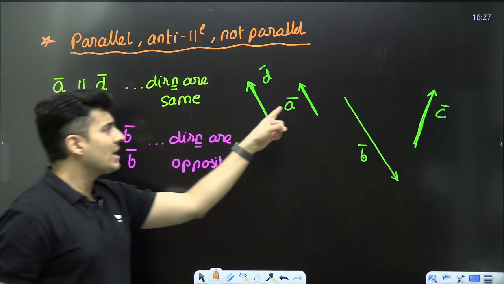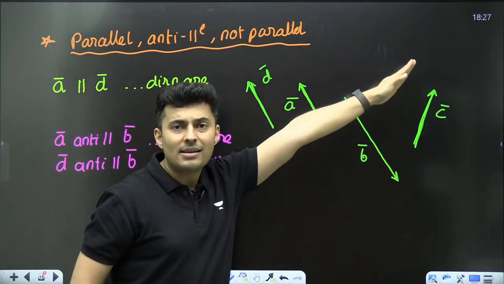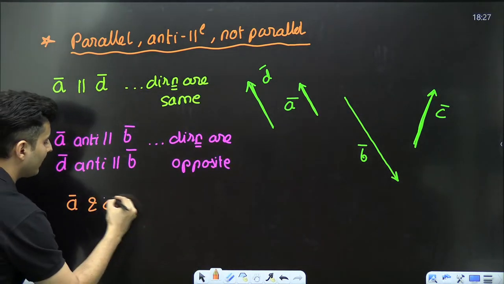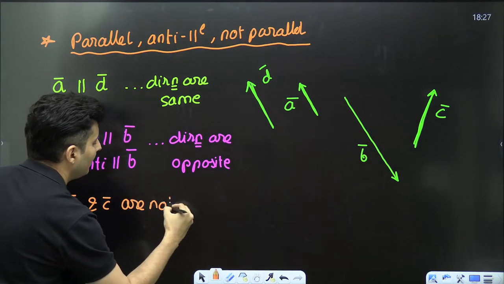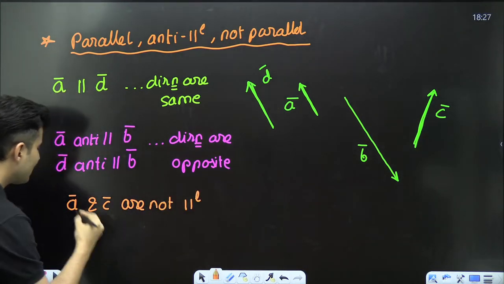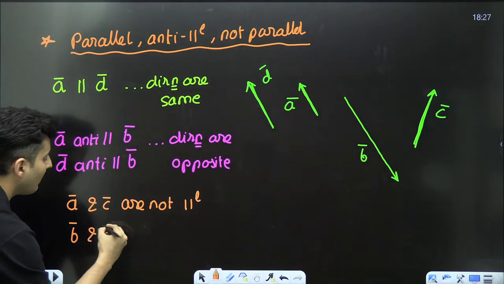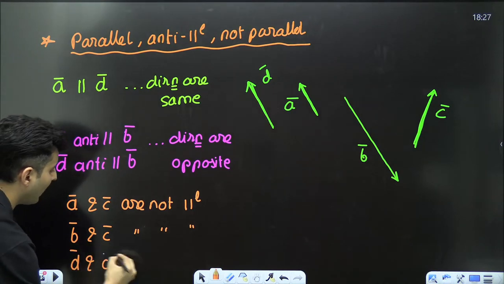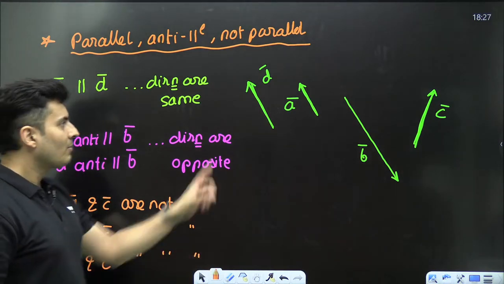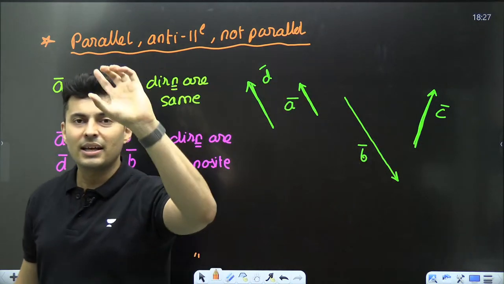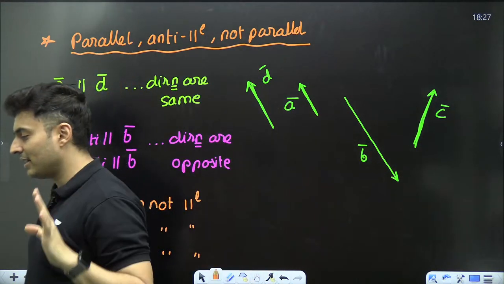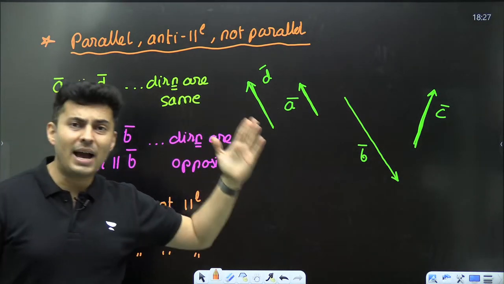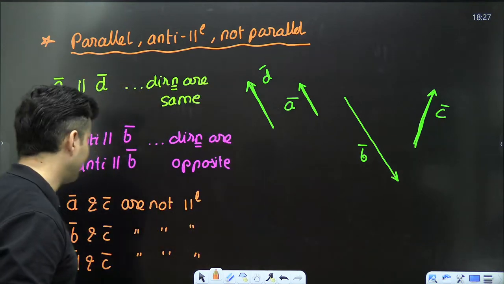Lastly, my dear warriors, what can you say about A and C? They are not in the same direction. They are not even in the opposite direction. So A vector and C vector are not parallel to each other. Same thing you can say B vector and C vector are not parallel. Same thing you can say D vector and C vector are not parallel. Because none of their directions match either in the same or in the opposite direction. Now do you understand? Very good. So this is the difference between parallel, not parallel and anti-parallel vectors.